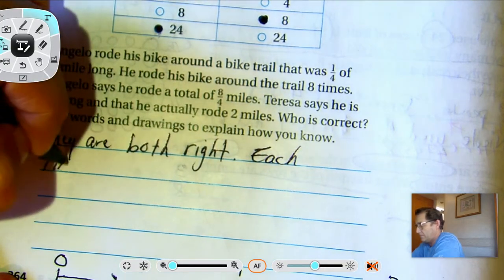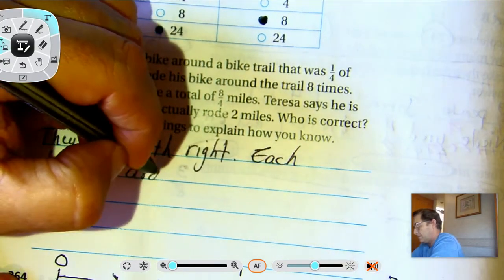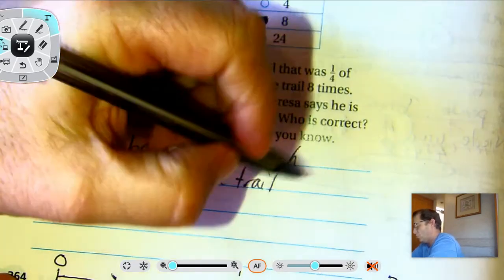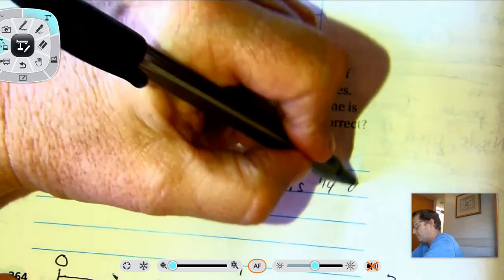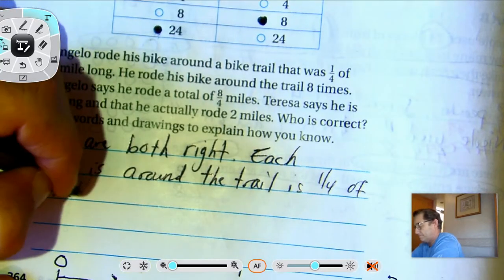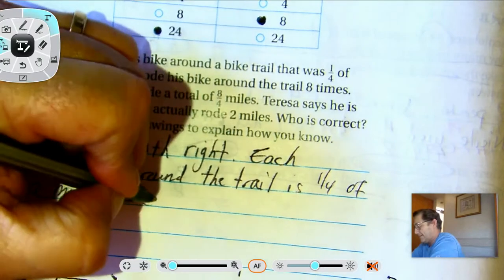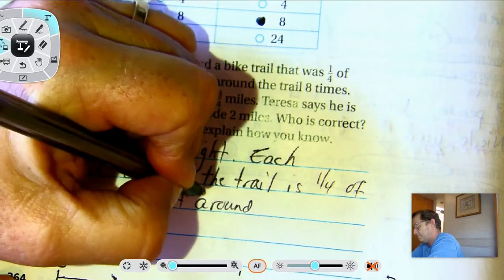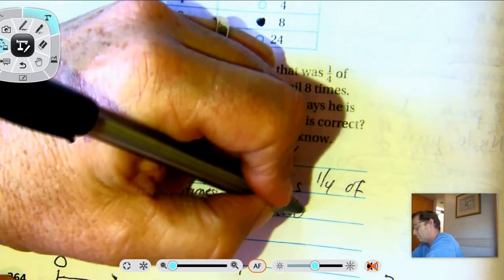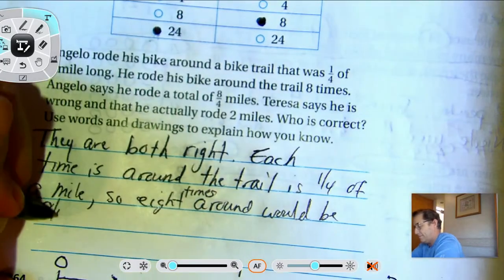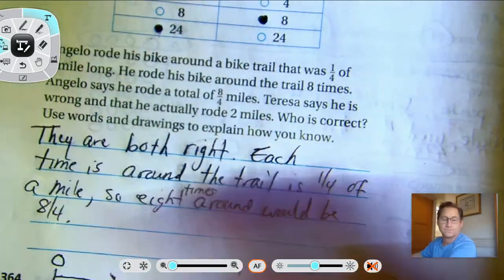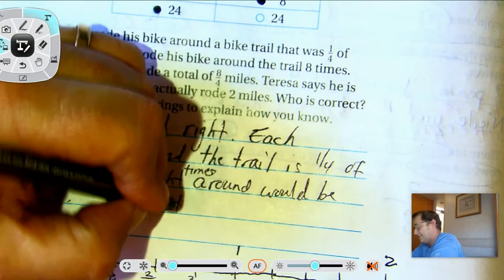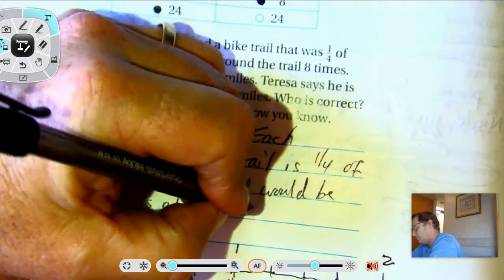Each time around, the trail is 1/4 of a mile. So 8 times around would be 8/4. 8/4 is at the same location as 2.